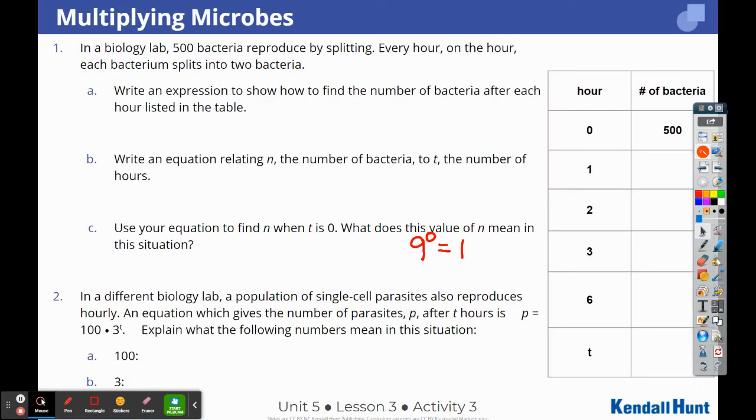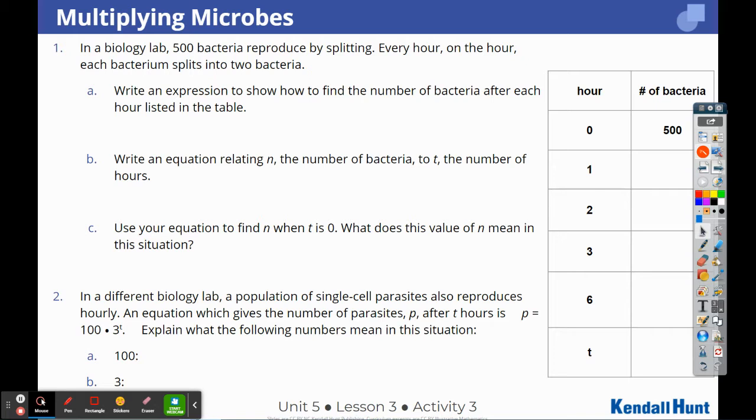All right, so let's look at this situation. We have a biology lab that has 500 bacteria reproducing by splitting. So every hour, one bacteria is going to split into 2 bacteria. So we need to write an expression to show how to find the number of bacteria after each hour listed.